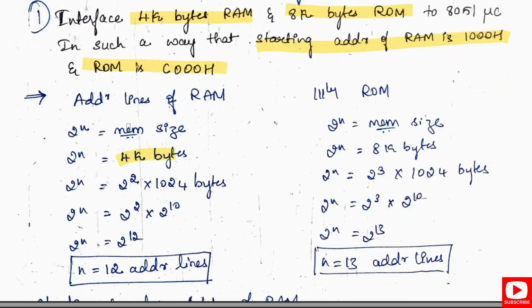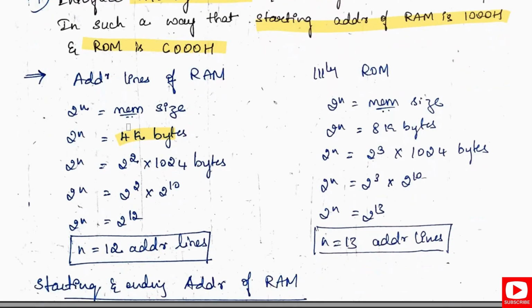4K can be written as 2 power 2 into 1024 bytes. K is 1024, which can be written as 2 power 10. So it becomes 2 power 12, so n is 12 address lines. This is for RAM. Similarly for the ROM, the memory size 8K can be written as 2 cube into 1024, that is 2 power 13. So n is 13 address lines for the ROM.